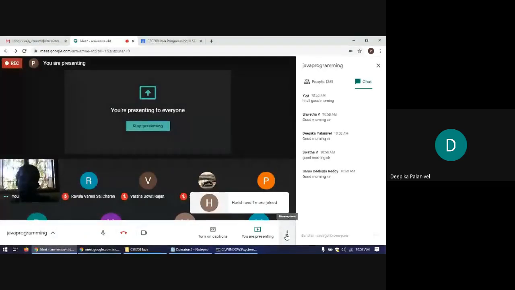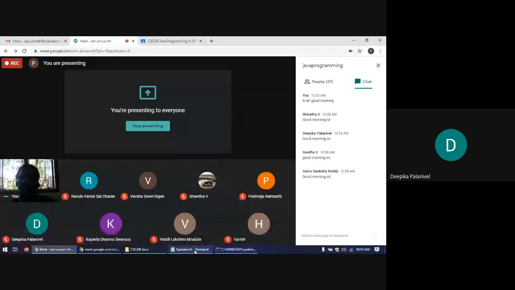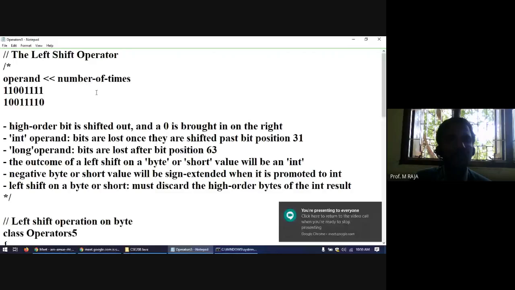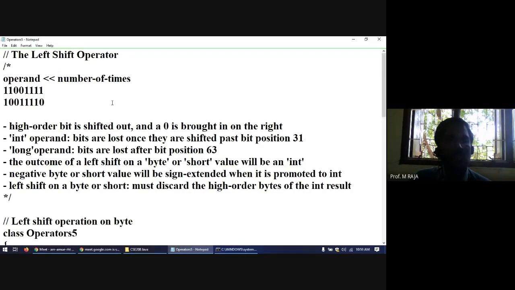Good morning, friends. In the last session, we explored the rich set of operators in the Java language. We explored arithmetic operators, and then we discussed the bitwise operators. In bitwise operators, we saw the AND operator, OR operator, NOT operator, ones complement operator, then XOR operator. Then coming to the bitwise left shift operator, the less than less than operator. This is said to be the bitwise left shift operator.